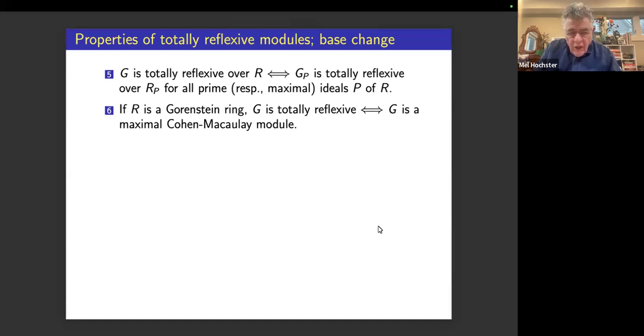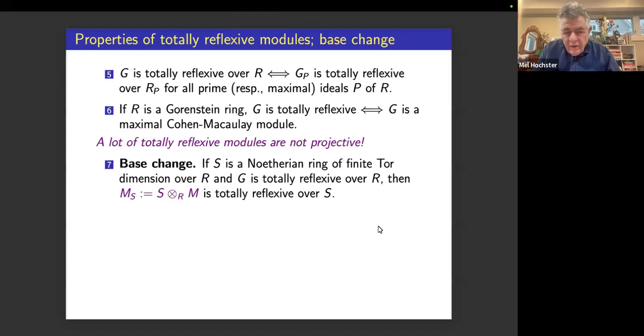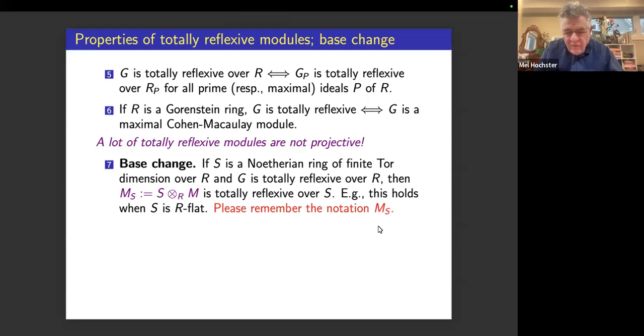So there are lots of totally reflexive modules that are not projective. It's a much larger class. Now, you can't do arbitrary base change, but of course you can if the Tor dimension of the ring is finite. Totally reflexive modules are homologically trivial against modules of finite Tor dimension, even non-Noetherian modules of finite Tor dimension. Any questions so far? Guess not. And of course, flat is certainly okay for that. And please remember the notation M sub S for base change, because I use that a few times later.